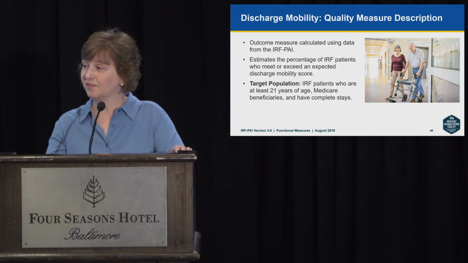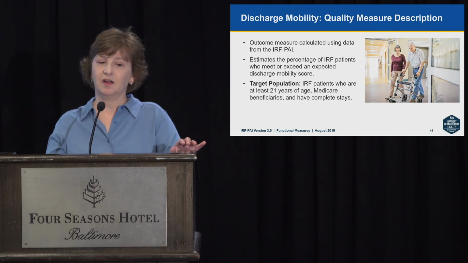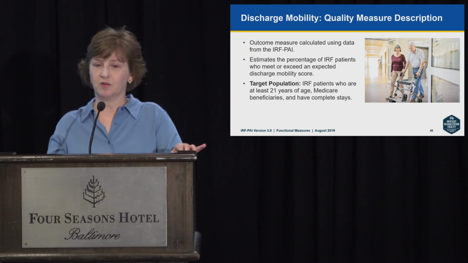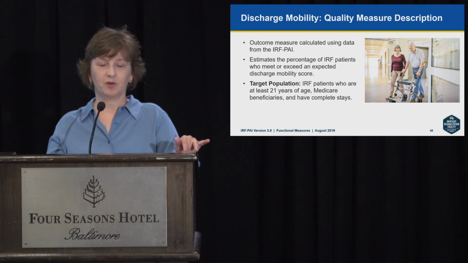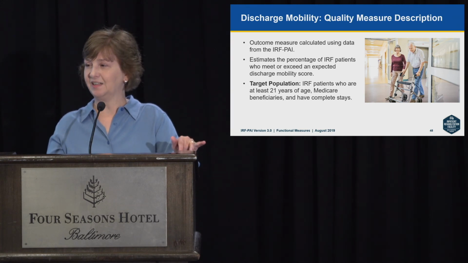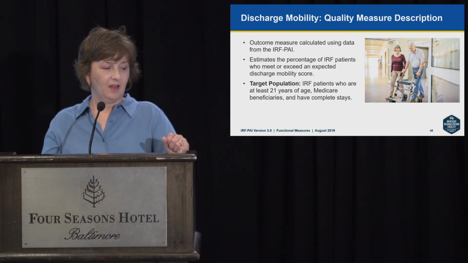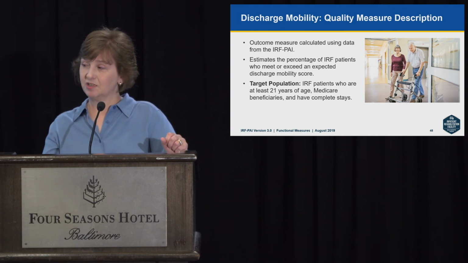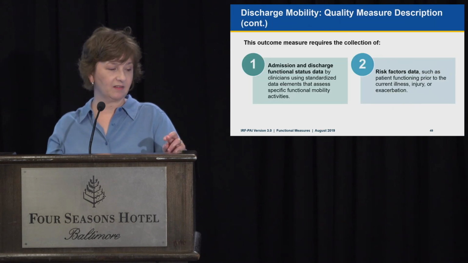So for the mobility score, we have 15 activities. And so if somebody is coded an 01 on each of those activities, the lowest score would be 15. If somebody is coded a 6 on each of the activities by discharge, that person would have a mobility score of 90. So it's 15 to 90 as the range. The target population for this particular measure is IRF patients who are at least 21 years of age, Medicare beneficiaries, and again, the complete stays.